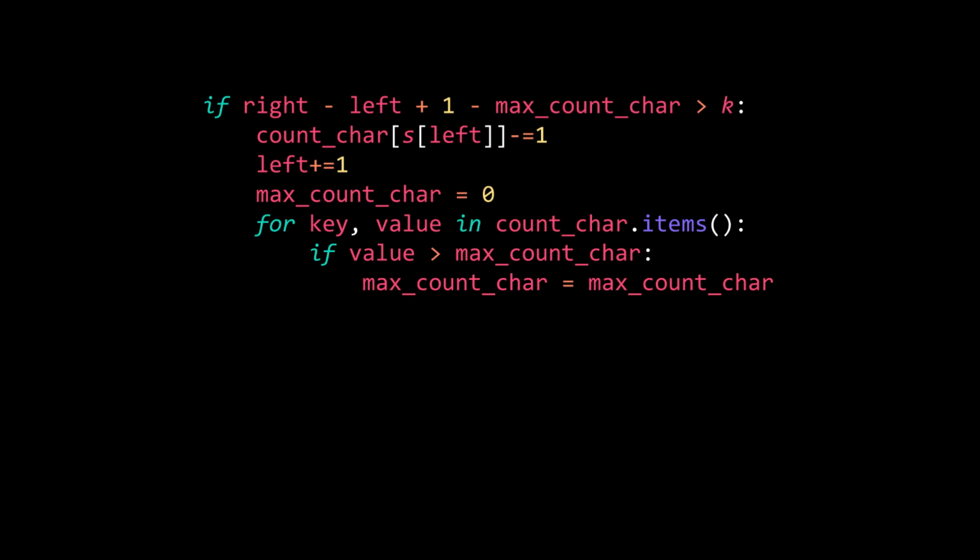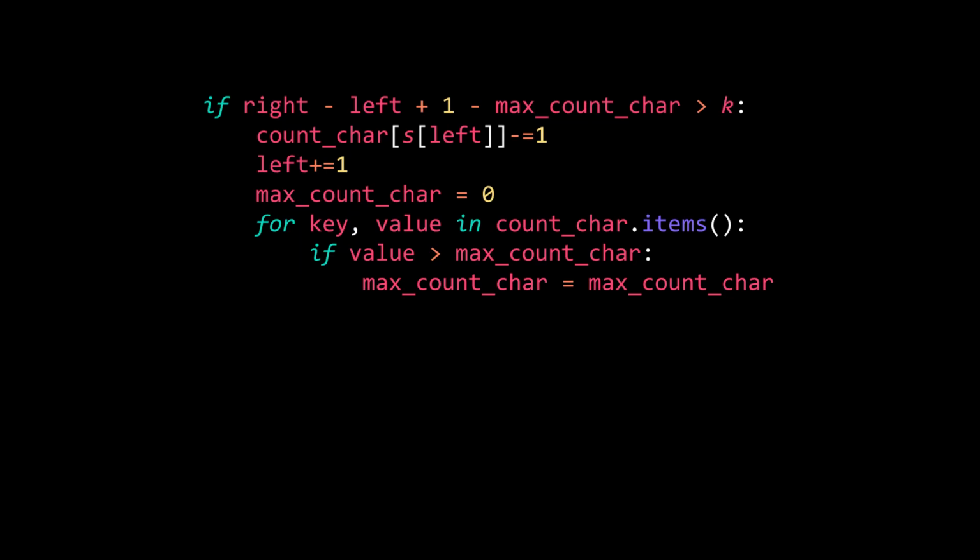For our invalid condition, as we saw in the equation, it will be right minus left plus 1 minus max count char, which is greater than k. So anything that exceeds k, we say, oh no, invalid, and then change the left pointer, remove the counts of the left pointer, and then update the max count character by checking which one it is.